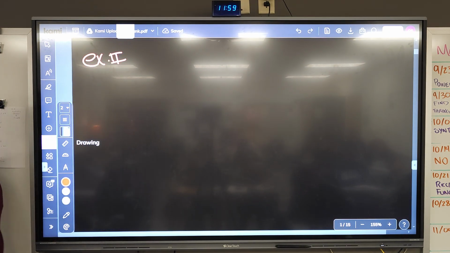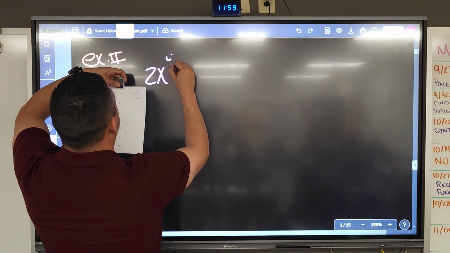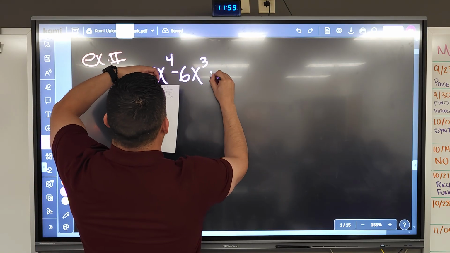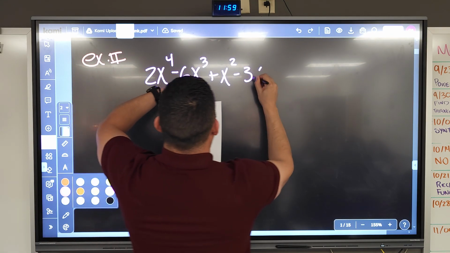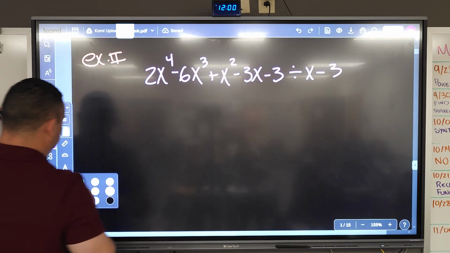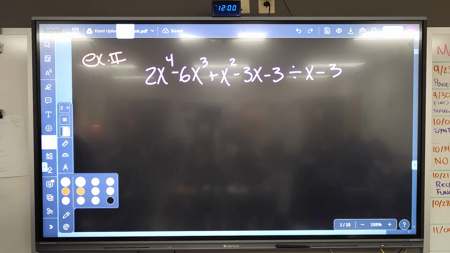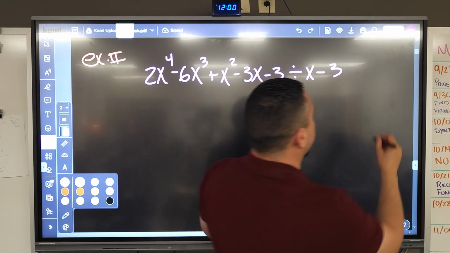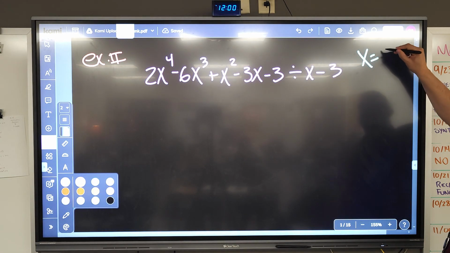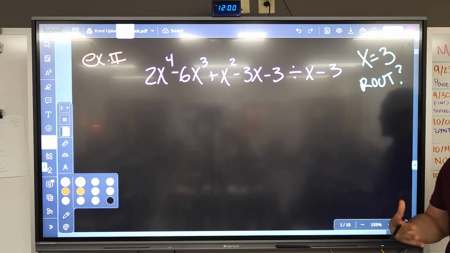I'm gonna go through this one again, and then after that, I'll let you guys do it on your own. Because this one I won't explain it as much. 2x to the 4th plus x squared minus 3. This is how the questions are written for you, and they'll just say synthetic divide. But a lot of times they don't ask you what the purpose is. So why you're doing this is to say, is x equals 3 a root? That's really the question that we're answering.